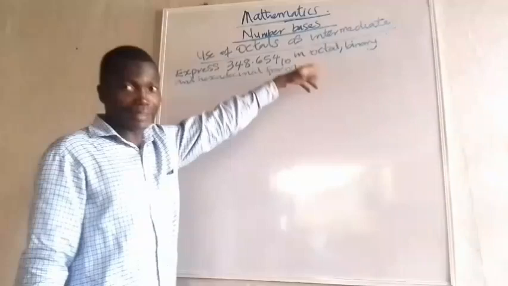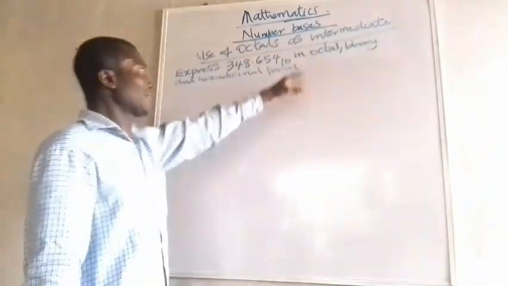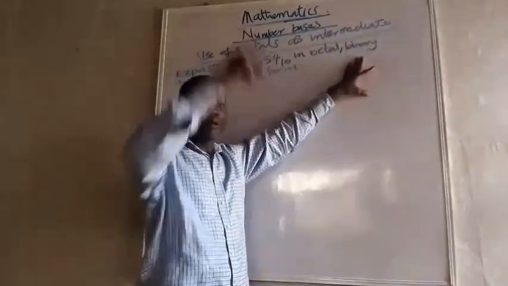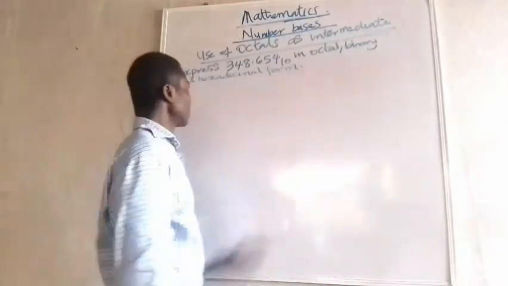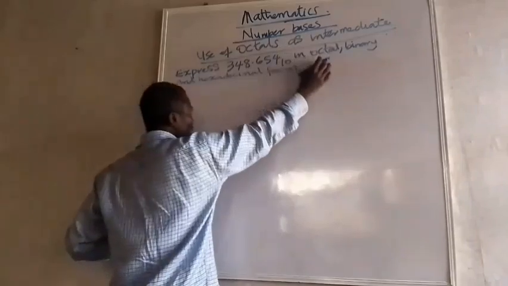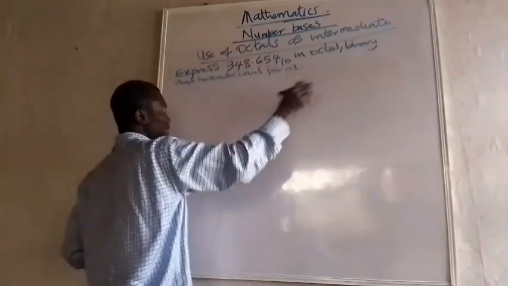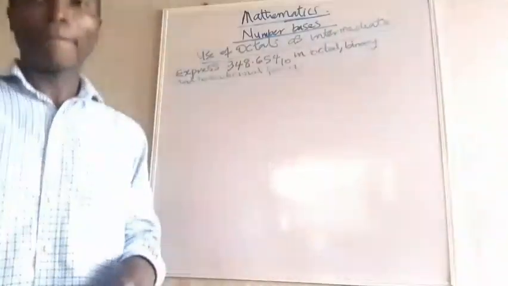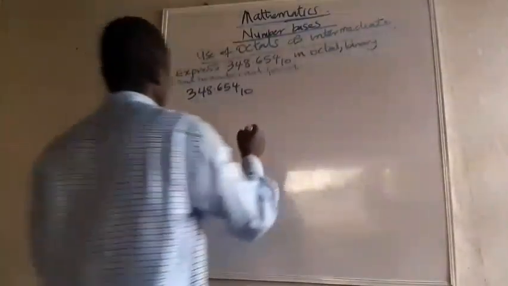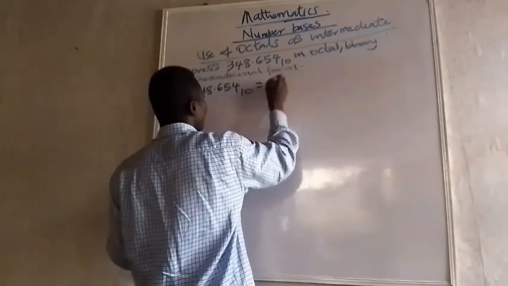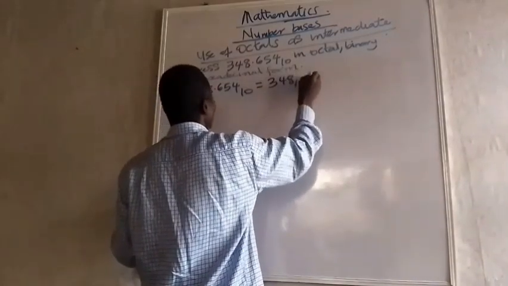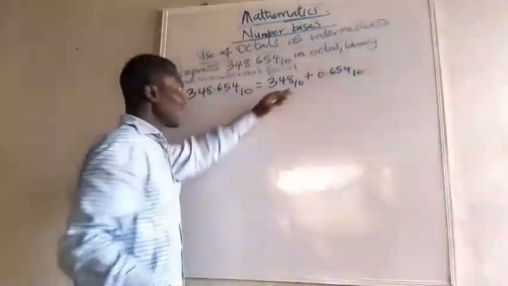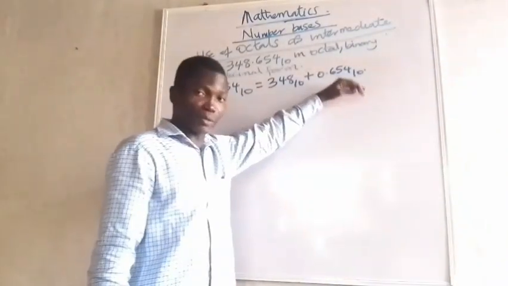Now, let's do it. Let's use our octal as intermediary now, not binary. I like using octal because it will be shorter. But by the time you are using binary, base 2, your division will be longer. Now, let's see. If I want to convert this one to octal, I will divide first by 8 and write down the remainder. So I have 3. So it will be equal to 348 base 10 plus 0.654 base 10. So I convert this one to base 8 and I convert this one to base 8 separately.